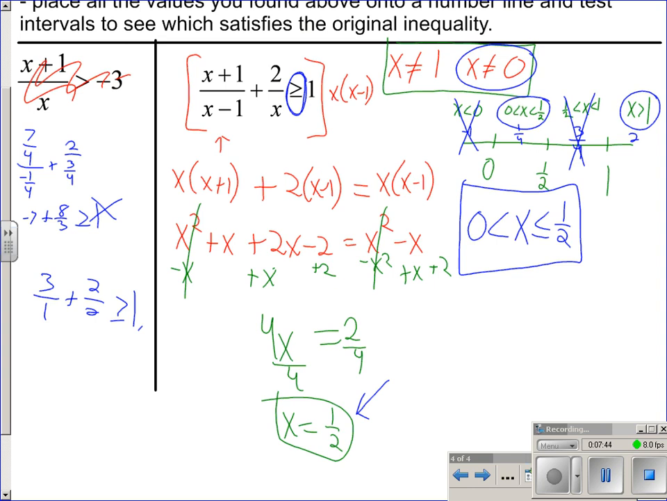The other interval was x greater than 1. Remember, x cannot equal 1. So we just leave that, x greater than 1. So we have two different intervals. Technically, there's a little or statement in between there, but this is our answer.